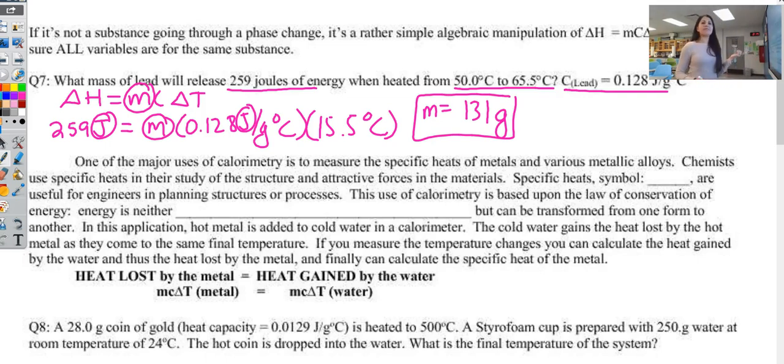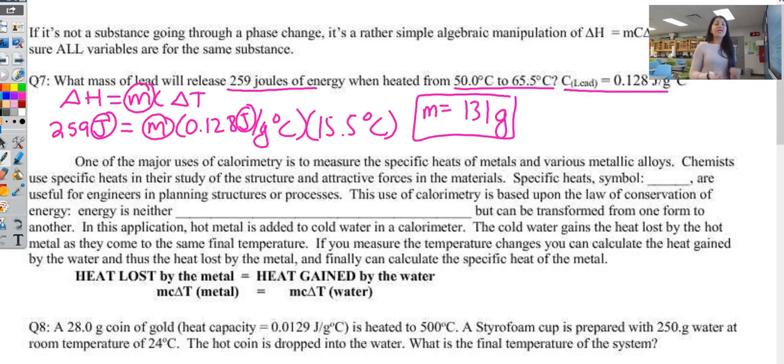One of the major uses of calorimetry is to measure the specific heats of metals and various metallic alloys. Chemists use specific heats in their study of the structure and attractive forces in materials. This can be very helpful if you are an engineer or an architect and you're trying to figure out, okay, I want to build something in Arizona versus building something here in the US.